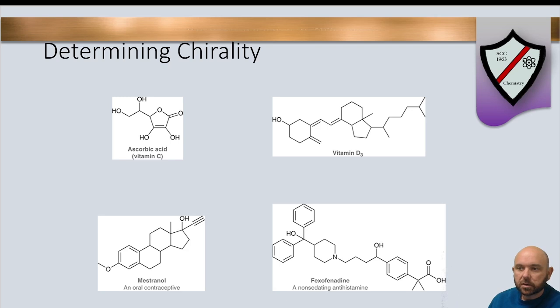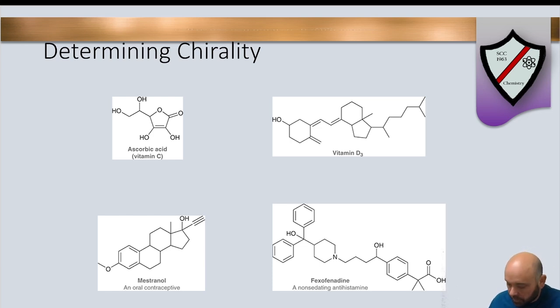So on this slide here, we are going to see if we can identify the chiral carbons in these molecules. In the first example here, I am going to look at ascorbic acid, or vitamin C, first, and we can see when I am looking for chiral centers in molecules, I'm looking for sp3 carbons that have 3 bonds, because I know sp3 carbons that only have 2 bonds or 1 bond are going to have 2 hydrogens or 3 hydrogens, and they're not going to be chiral centers.